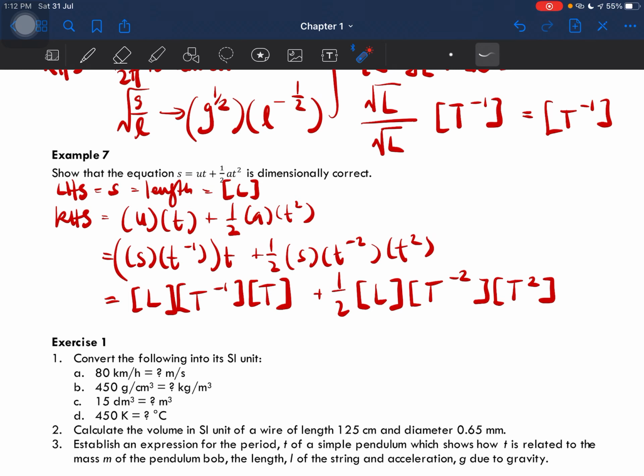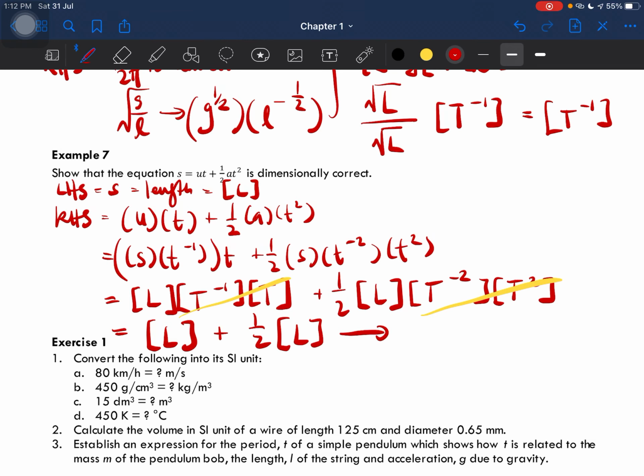Okay, so which ones can be eliminated is this one. Let me use another color. This one, as well as this one, can be eliminated from the equation. So you will then get L plus half L. Again, remember the rules. So we can say that left hand side is equal to the right hand side. So they are dimensionally correct. Okay.